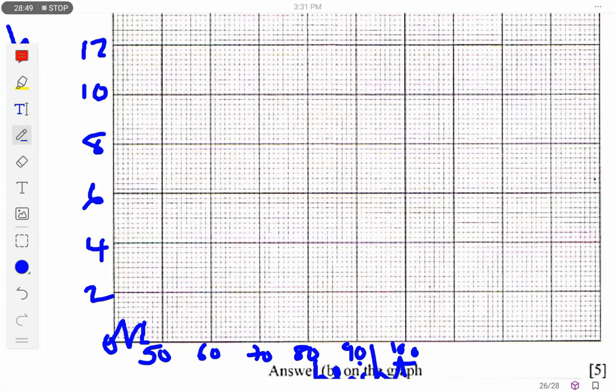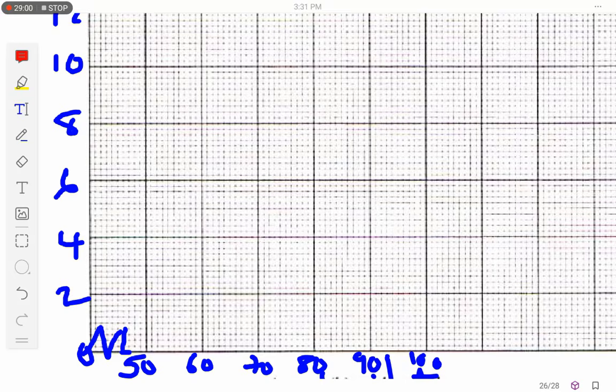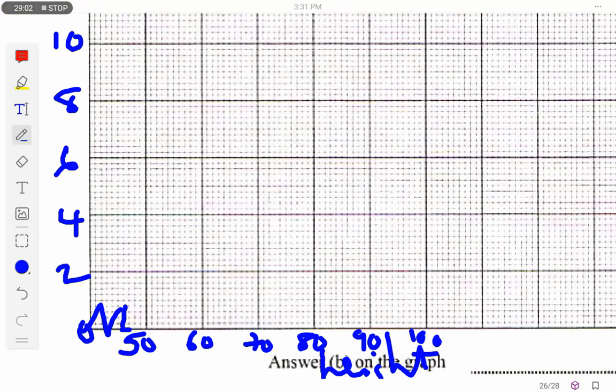Our first one is coming from 50 to 60, and it has a frequency density of 2.4. 2.4 is 4 boxes up, one box up here. So it's on this line here. So this is our 50 to 60. Then from 60 to 70, that's 3.8. Our 3 is here, 0.8 will be just one box below that one. Then it goes to 70 like that.